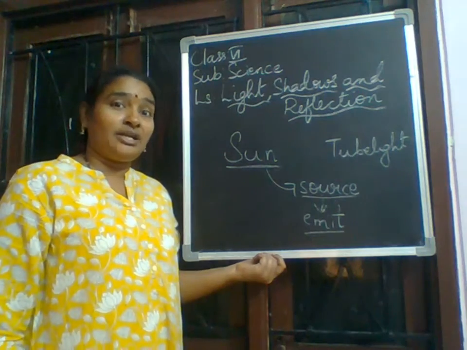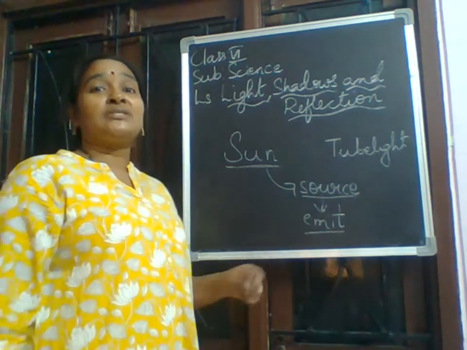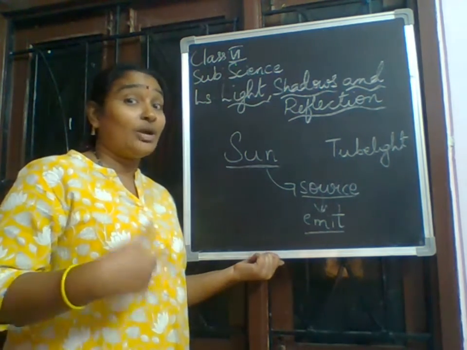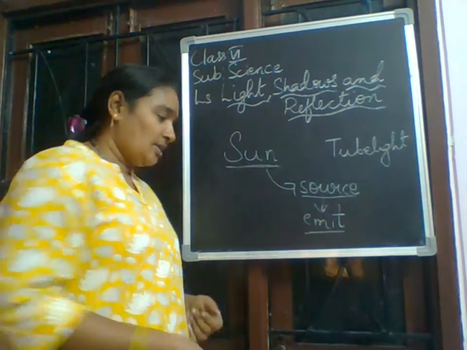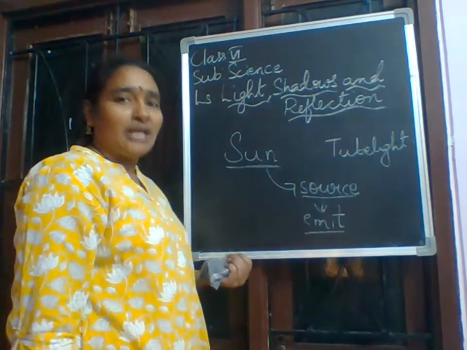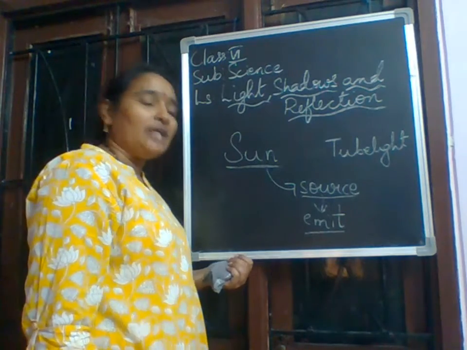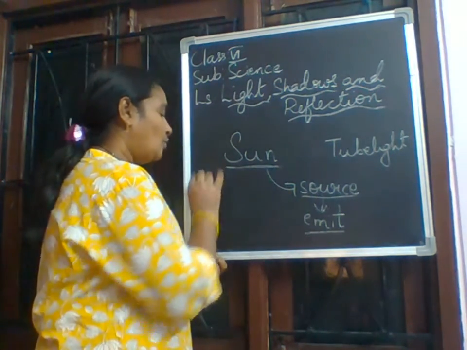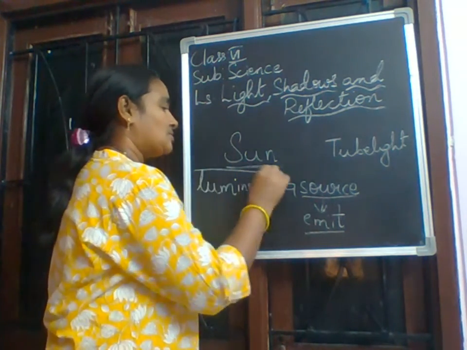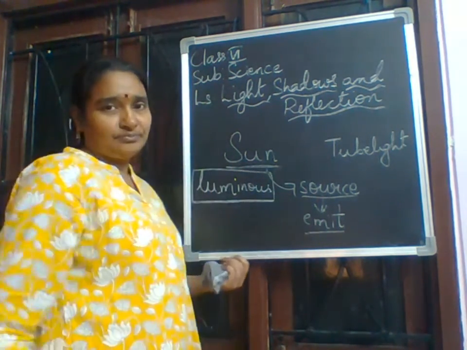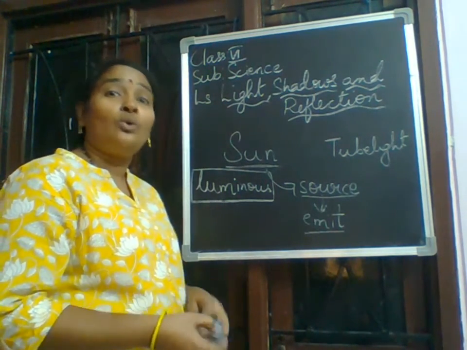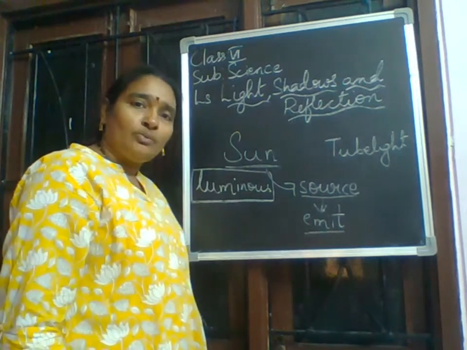Here I want to clarify again. I'm standing beside this window. Will the window emit light? No, it doesn't. So now we will differentiate. The objects which emit light on their own are called luminous objects. It is a new word for your class 6, and you should remember it.